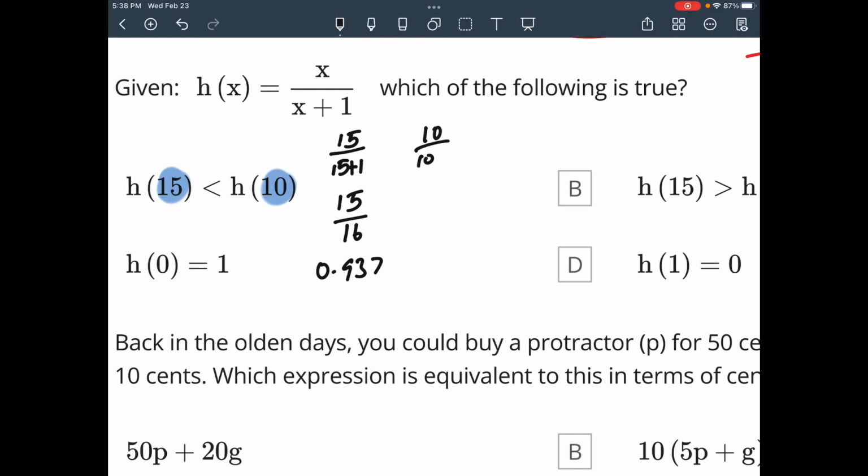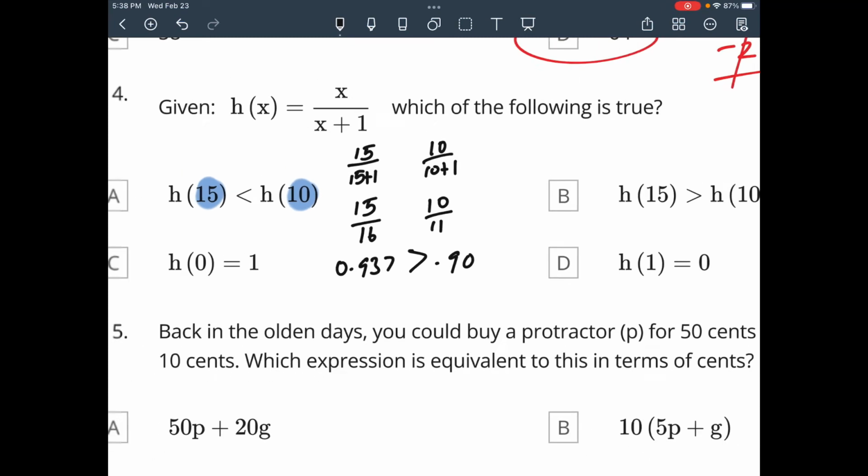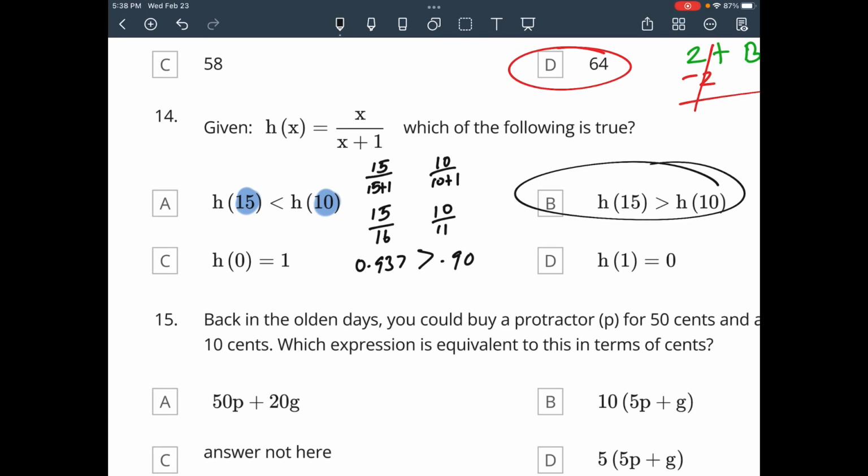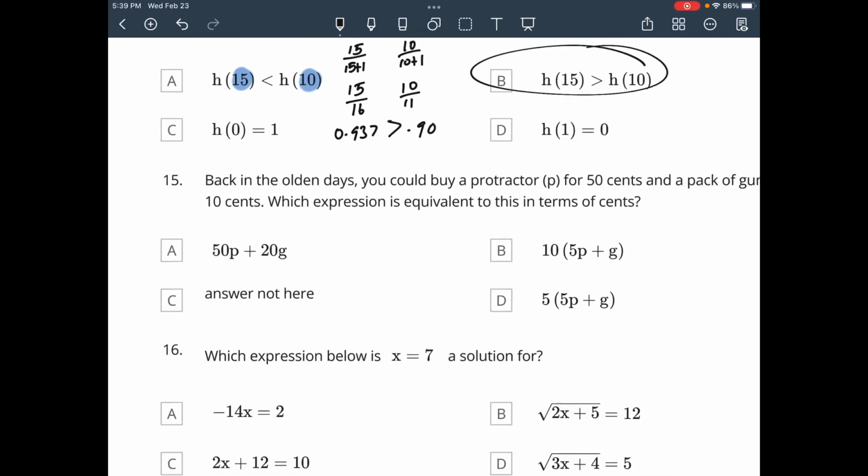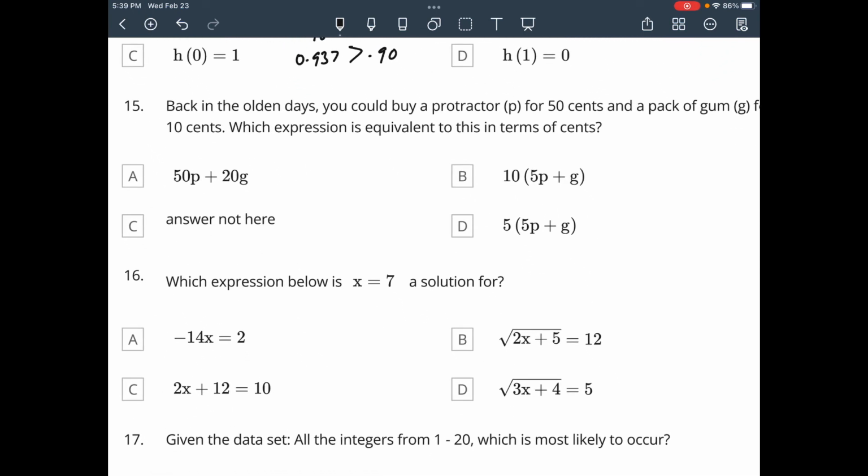Now try it with 10. 10 over 10 plus 1, that's 10 over 11. And then 10 divided by 11, when you make that into a decimal, is 0.90. So which one's bigger, the 93 or the 90? Well, the 93 is. So then the 15 is bigger. So make sure you're picking the 15, which is right there, right? You want to make sure that the 15 is on the greater side.